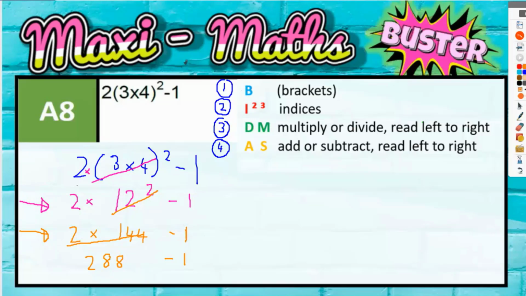And by the time you get to this point, you have only got one symbol left. And that symbol is the take away. When you've only got one symbol left, you just read it left to right. So 288, take away 1, final answer, 287. So my final answer for this question is 287.